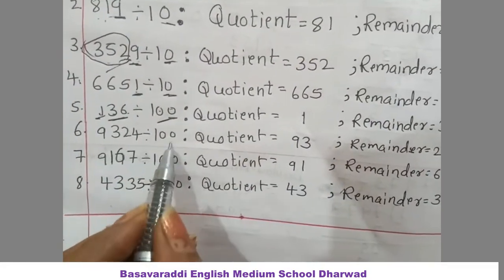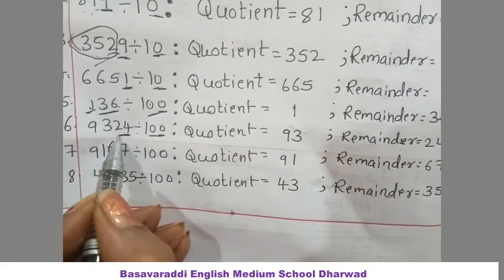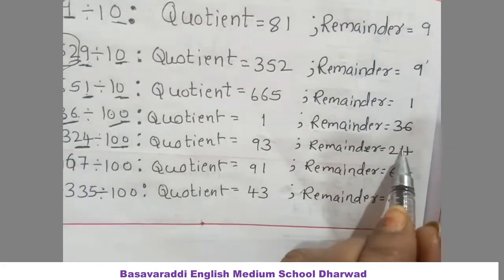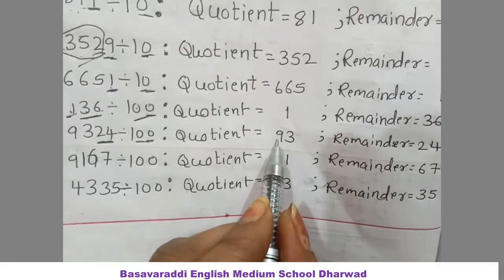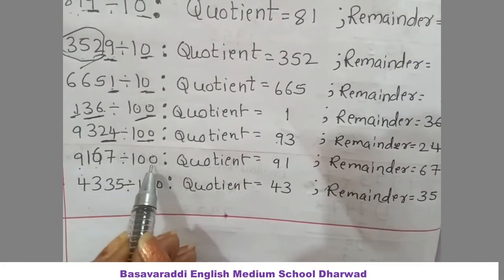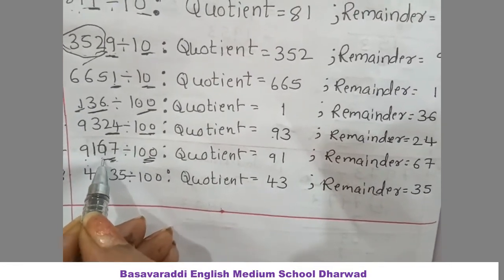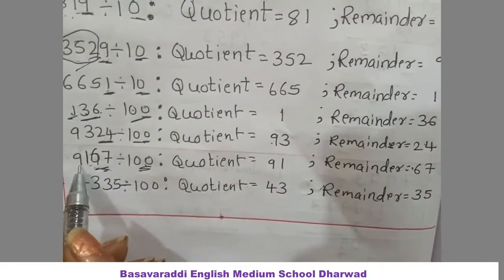Now 2 zeros are there, divided by 100. So 2 zeros means the 1's and 10's. So 24 is the remainder and the quotient is 93. Here it is 9167. 2 zeros again, so the 1's and 10's: 67 is the remainder, and the remaining part, 91, is the quotient.